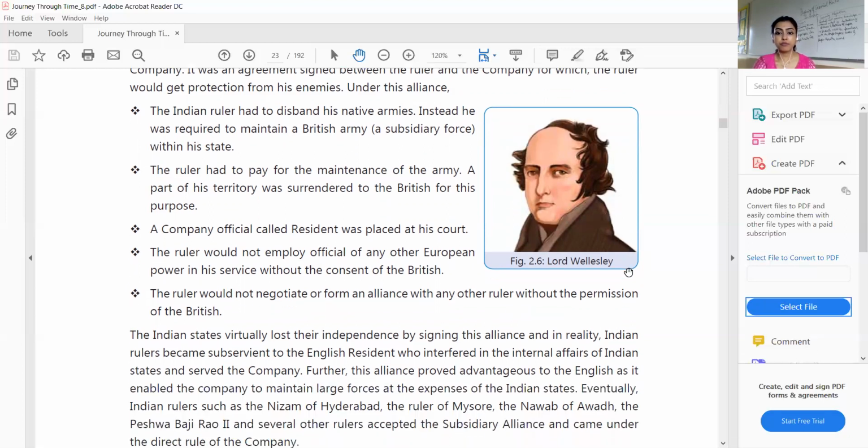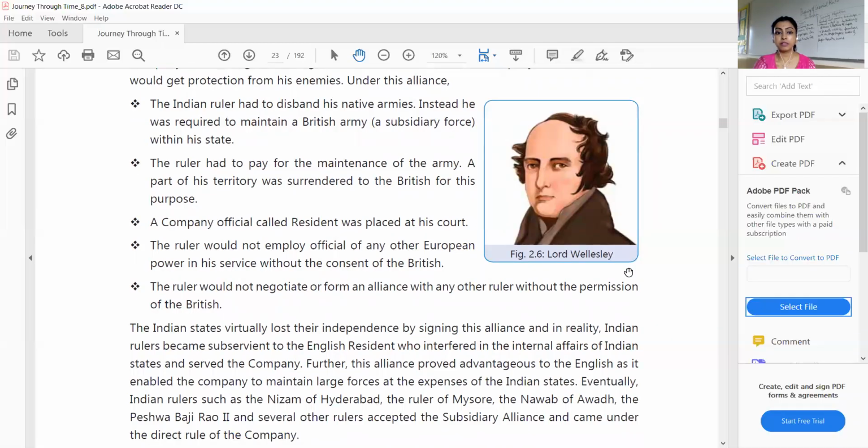Further, this alliance proved advantageous to the English as it enabled the company to maintain large forces. As you can remember, the ruler had to pay maintenance fees for maintaining the army. So it definitely benefited the English company officials only, because they were getting a lot of money from the rulers in the name of maintenance of the army. This money was at the expense of the Indian states.